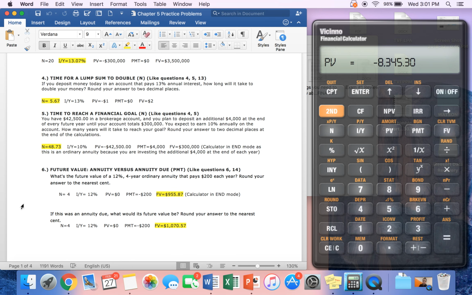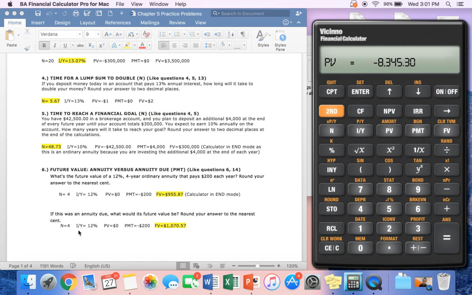But question 5 down here, let's talk about that one real quick. It says you have $42,500 in a brokerage account and you plan to deposit an additional $4,000 at the end of every future year until your account totals $300,000, and you expect to earn 10% annually on the account. How many years will it take you to reach your goal? Your first clue should be that you're solving here for N. Pretty straightforward, you just plug in your IY, which is that 10%.